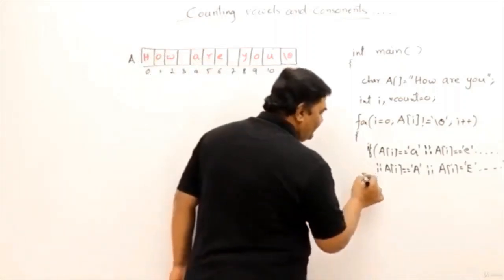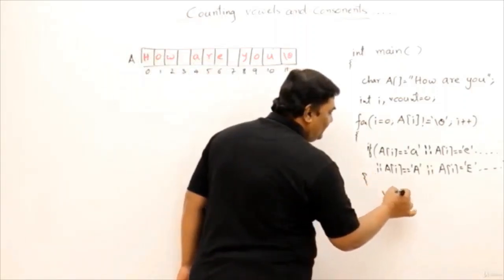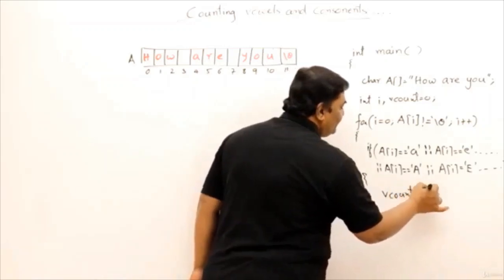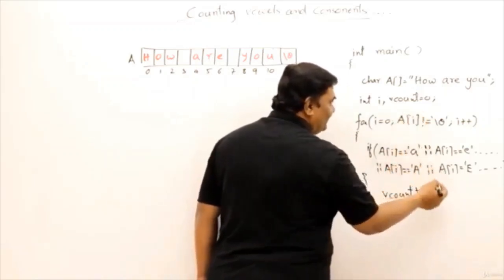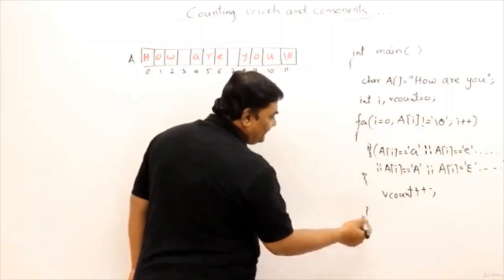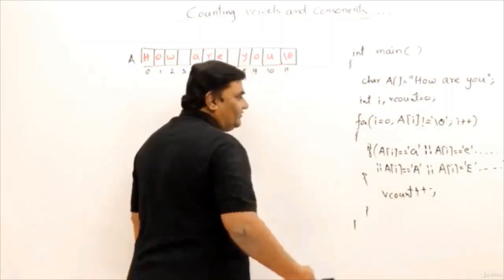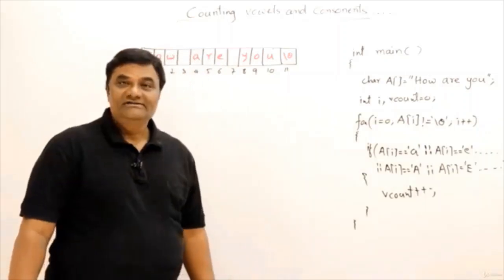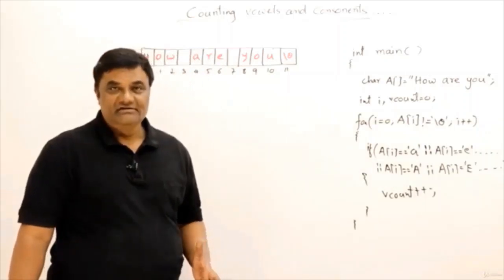If this condition is true, then I should take v count plus plus. So count that alphabet by incrementing the counter. So that's all. At the end of this for loop, if I print the value of v count, I'll get the number of vowels present in the string.